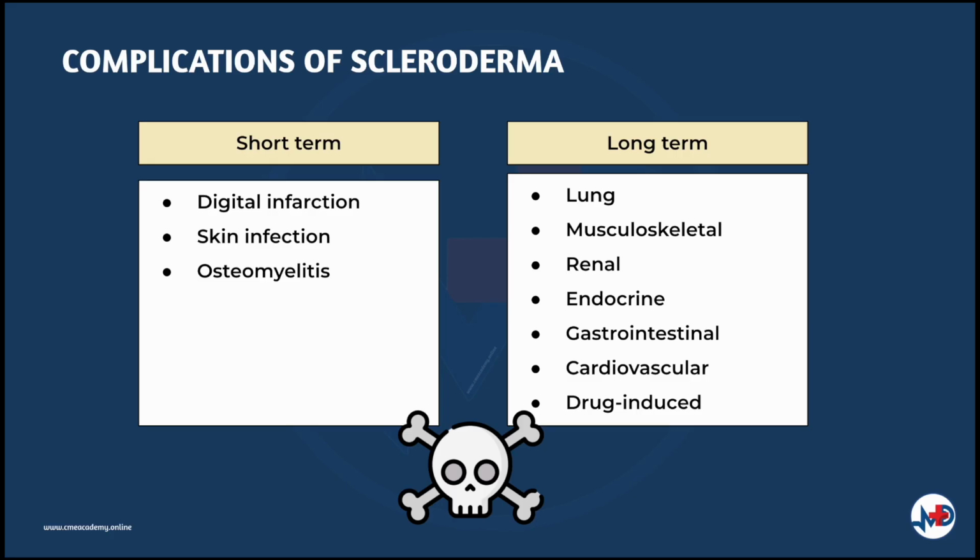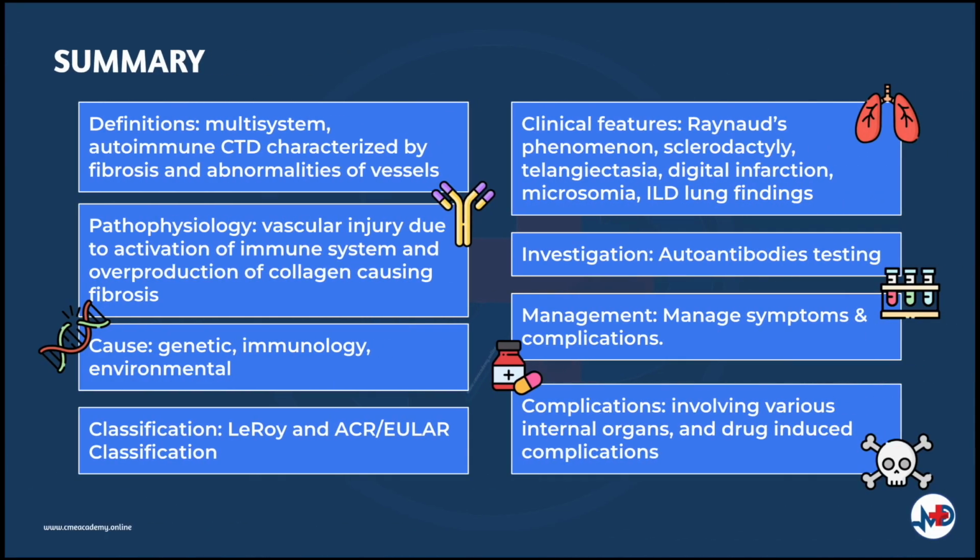Scleroderma is treated with immunotherapy, and there are a few drug-induced complications, such as methotrexate, which can induce liver fibrosis and hypersensitivity pneumonitis, and cyclophosphamide causing neutropenia, hemorrhagic cystitis, and infertility. In summary, scleroderma, also known as systemic sclerosis, is a multisystem autoimmune connective tissue disease characterized by functional and structural abnormalities of small vessels, which include fibrosis of the skin and internal organs caused by production of autoantibodies.